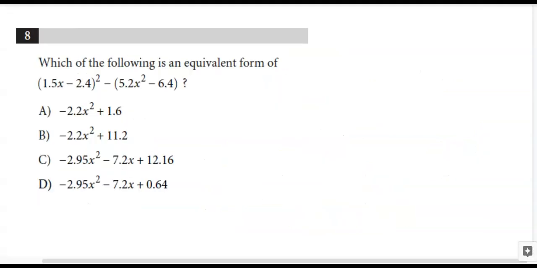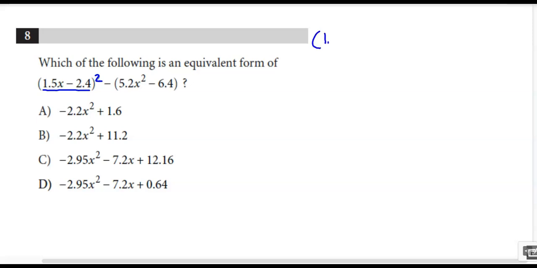All right, number 8. Which of the following is an equivalent form of, and then they have a couple of expressions. So it looks like we have a couple things we need to do. The first thing we need to do is we have this binomial here that we need to expand and multiply it by itself by a power of 2. And then we're going to have to do some subtraction. So let's do this first part.